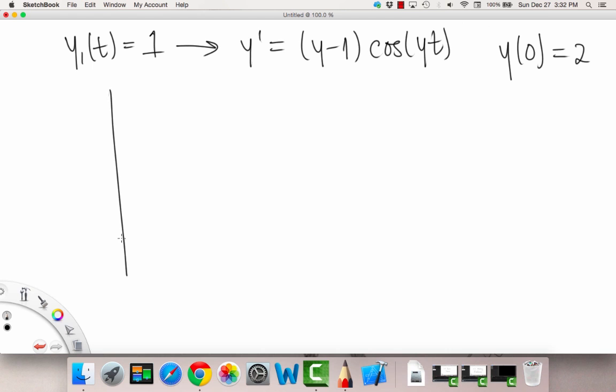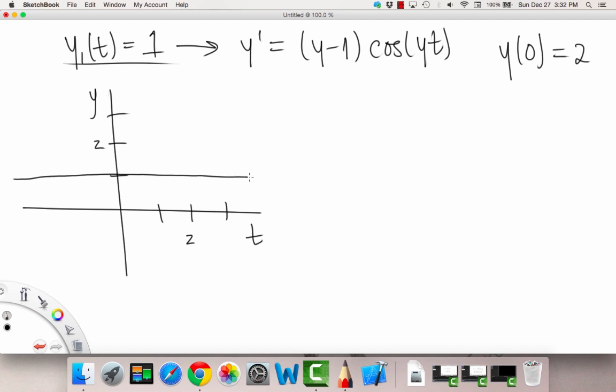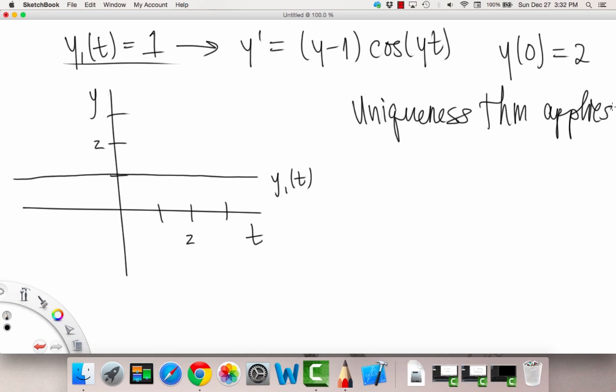So let's look at this graphically. Here's our ty plane, right? So this is 1, 2, 3, and this is 2. This thing here looks like just a horizontal line, right? So this is our y sub 1 of t. Remember we already said the uniqueness theorem applies. Then if we look at our initial condition, this is the point 0, 2. So it's up here, right? This is our initial condition there.